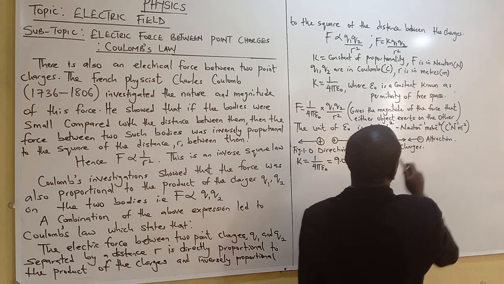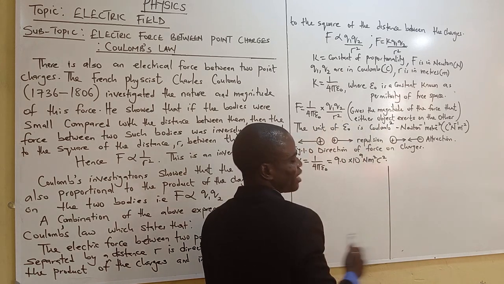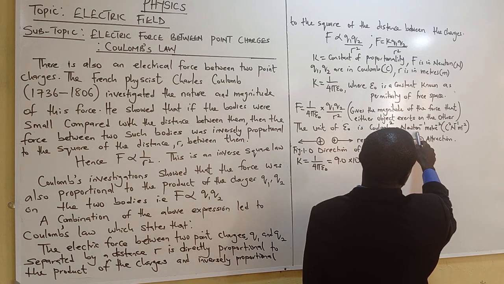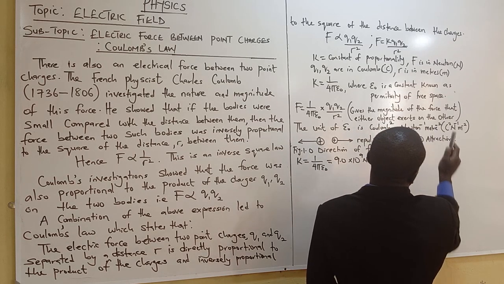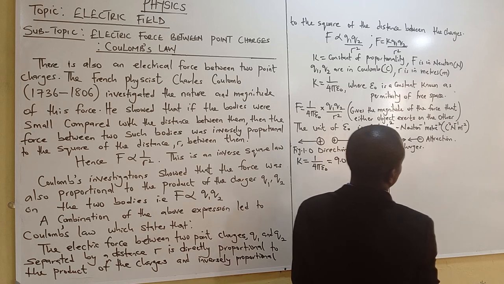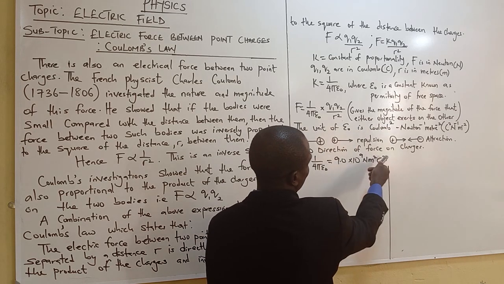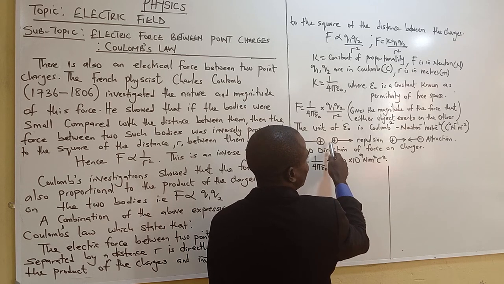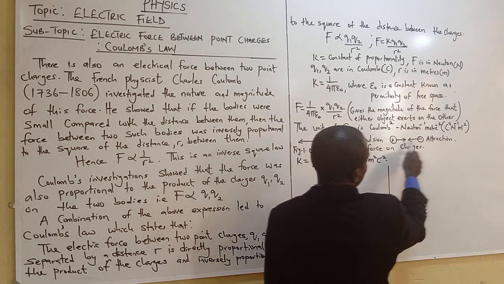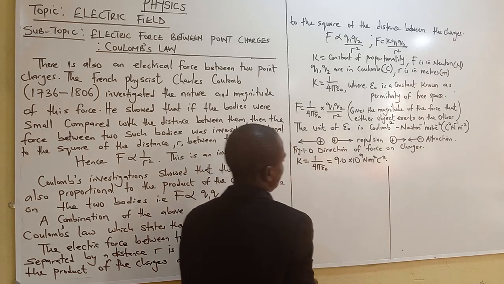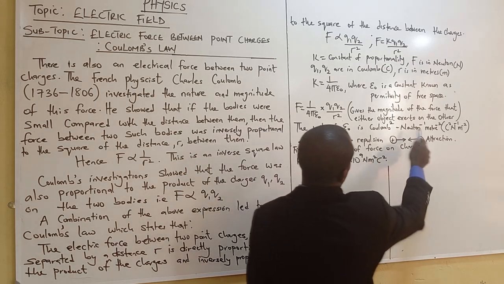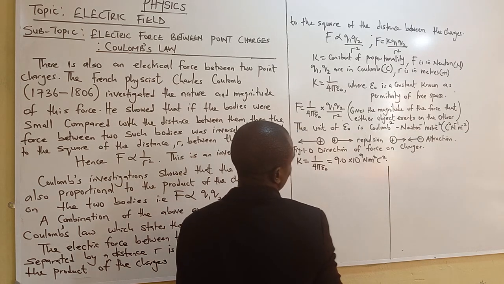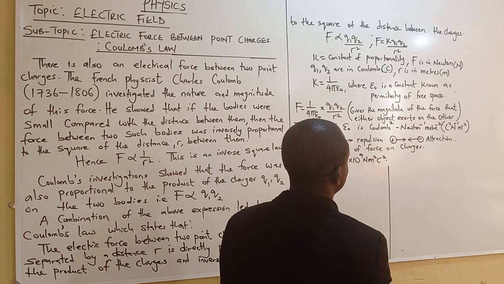It gives the magnitude of the force that either object exerts on the other. You can see the unit of epsilon naught is Coulomb squared per Newton per meter squared. Now you can see the direction of force on charges. When they have the same sign, they repel. That is, like charges repel, unlike charges attract. Positive and negative attract. Now let me show you how we got the unit of epsilon naught to be Coulomb squared per Newton per meter squared.